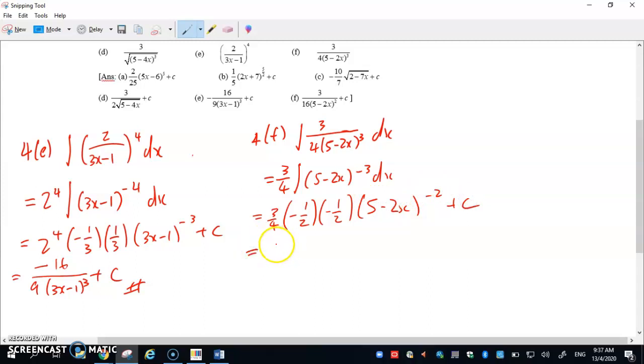Okay, and your final answer is simply 3 over 16. Right, and you can extend this further. You get 5 minus 2x squared. Okay, you can erase this and answer in this manner. Alright, so that's your final answer.